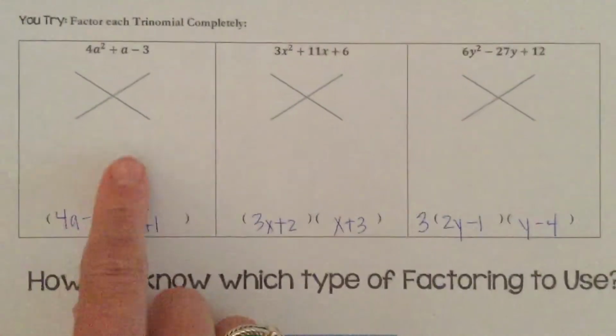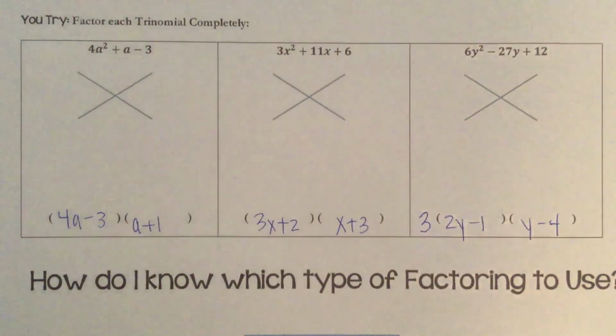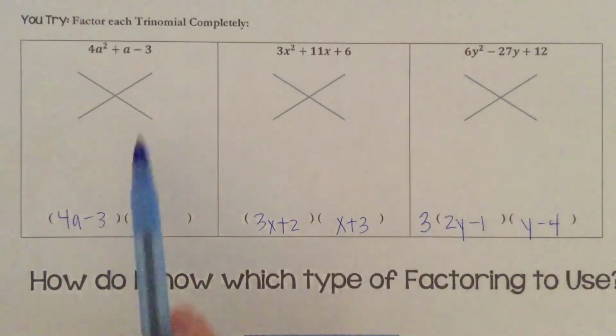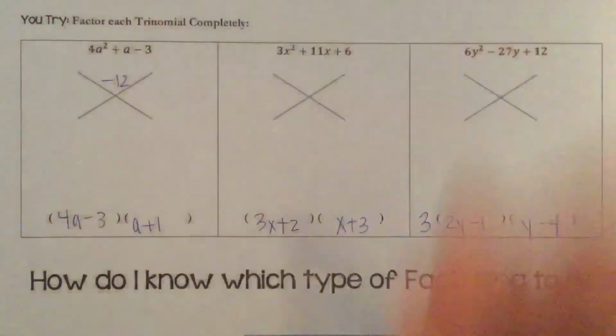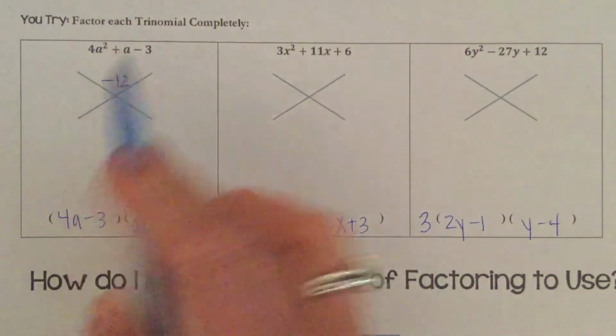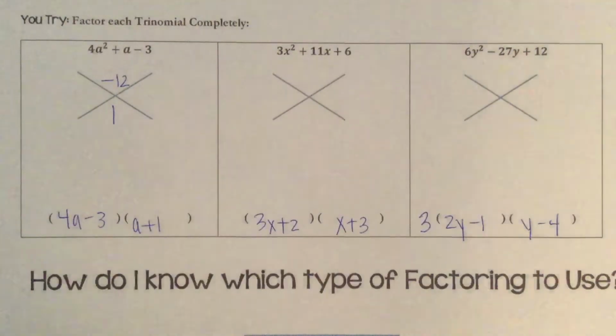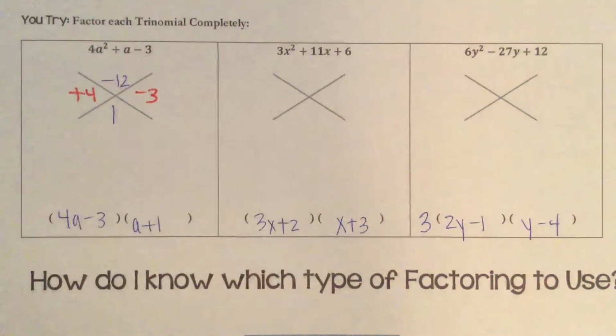For the first problem, I check for a greatest common factor among all 3 terms. There is not one. I multiply a 4 times c negative 3 and get negative 12. I write the b term here. The coefficient of this is 1. I am looking for 2 things that multiply to be negative 12 and add to be positive 1. Positive 4 and negative 3.